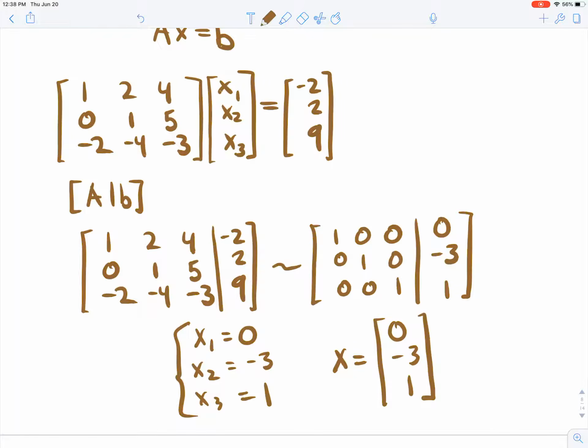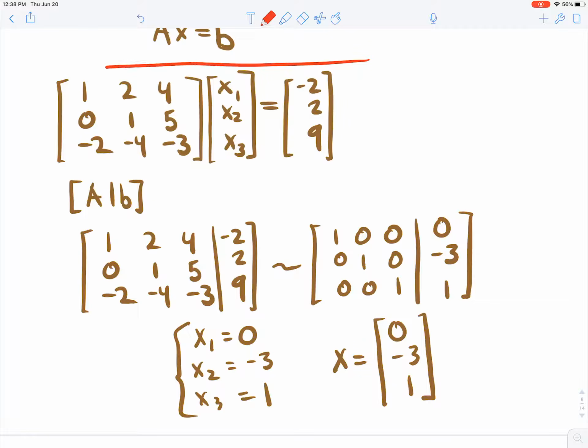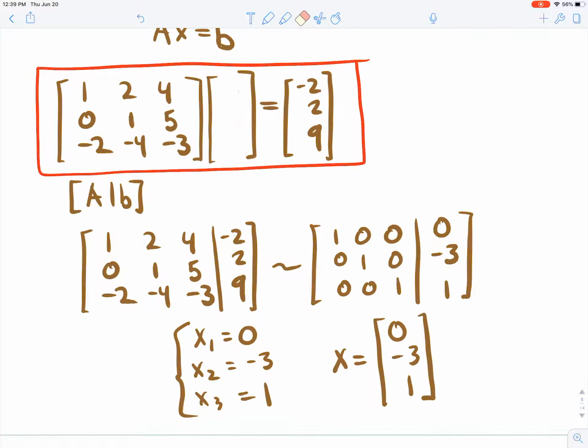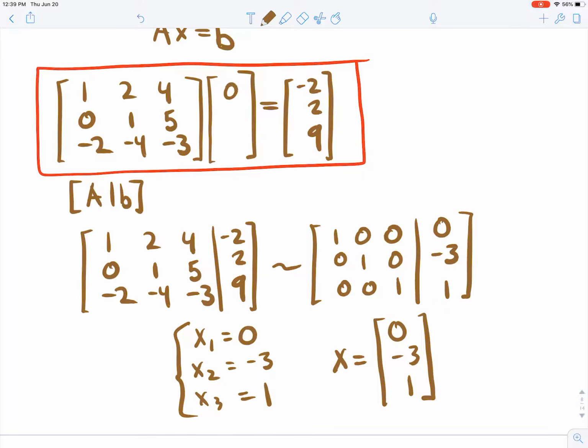What this means for the original question, let us go ahead and focus our attention on the top left. What this means is that if you go ahead and replace x1, x2, and x3 with 0, -3, and 1, this is going to be true. You go ahead and multiply A to the vector 0, -3, and 1, and at the end of the day, you're going to get the vector -2, 2, and 9.